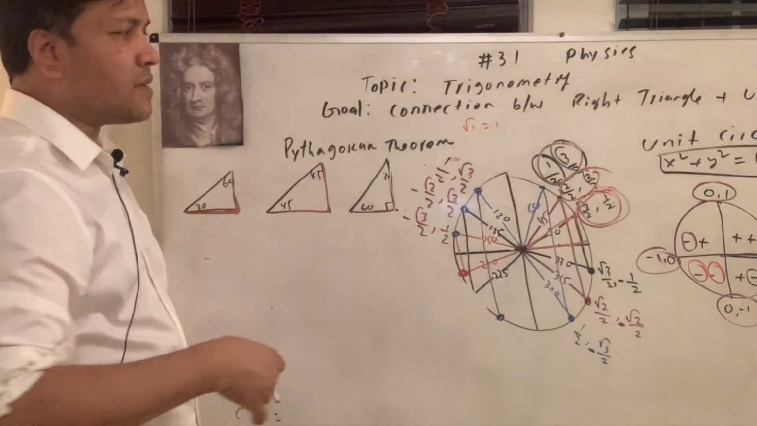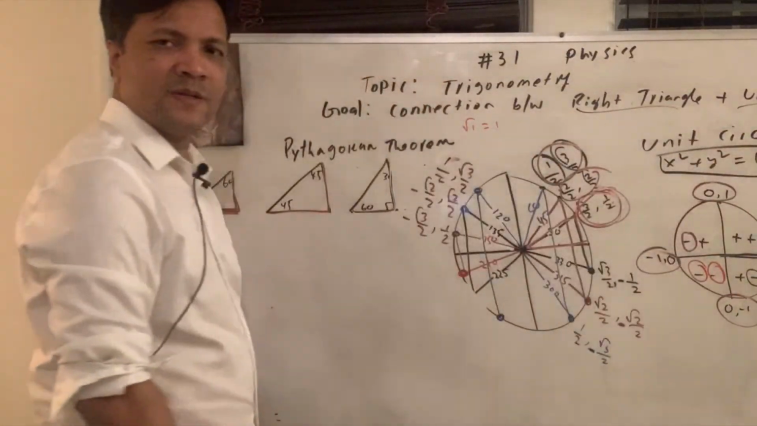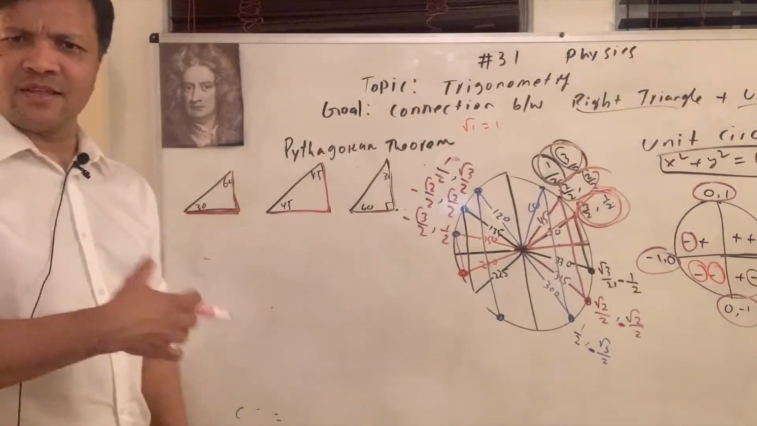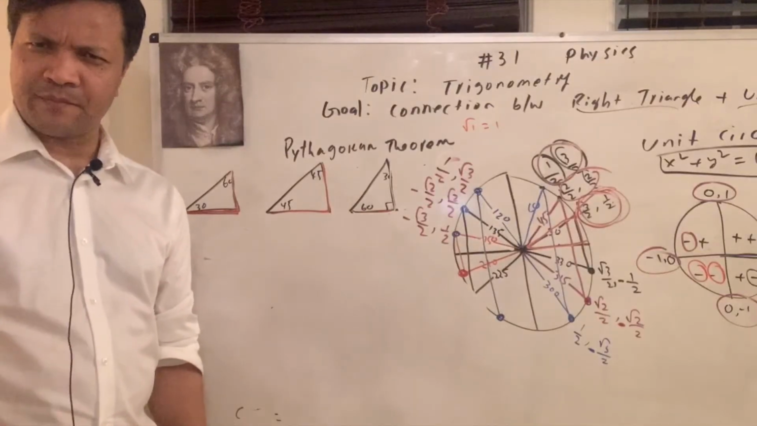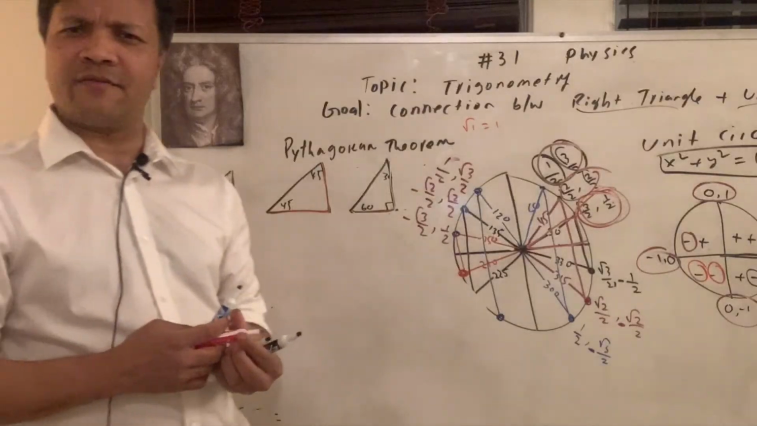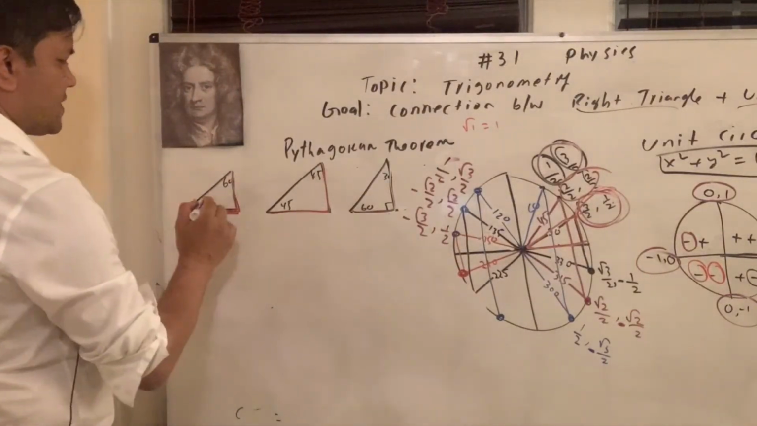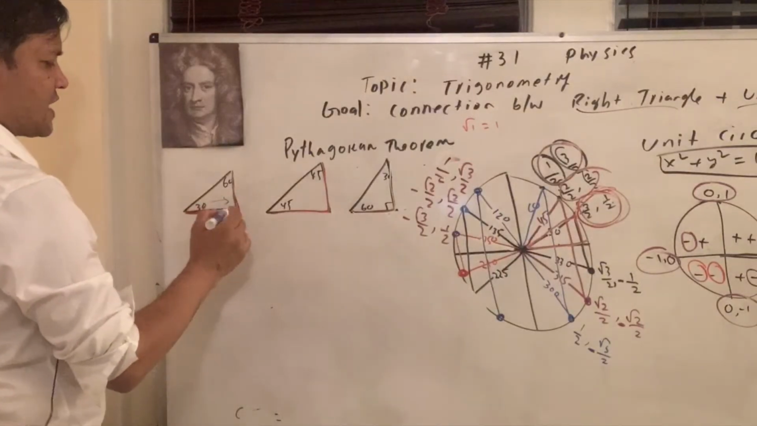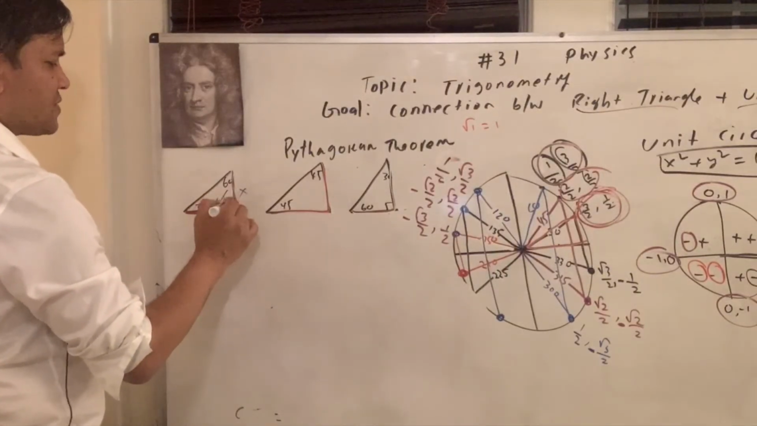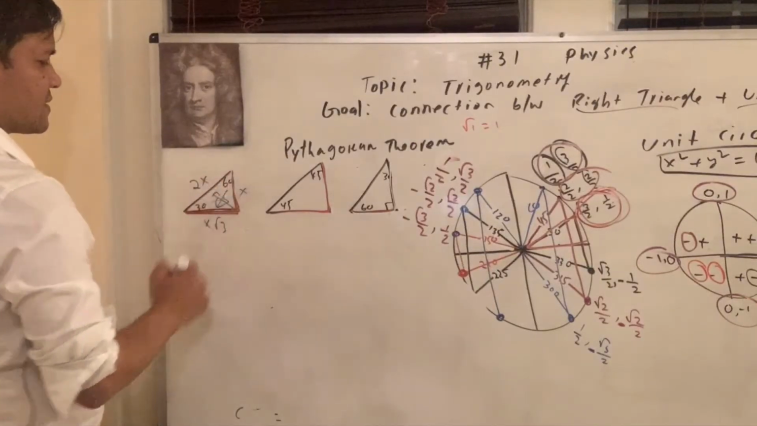And by showing that, we're going to make a connection between right triangle and unit circle, which I think nobody ever did before. You can look at the internet, and I don't believe anybody ever did it before. Alright, so this is opposite to 30 degree, which is x, opposite to 60 degree, which is x root 3, and opposite to 90 degree, which is 2x.